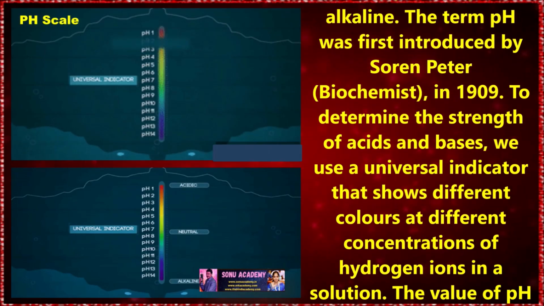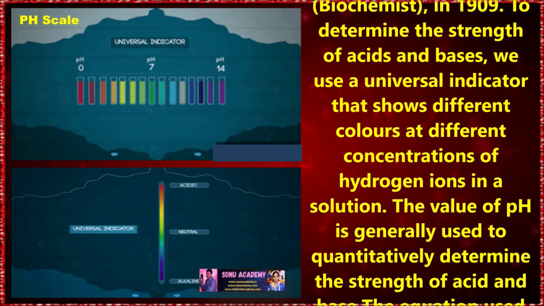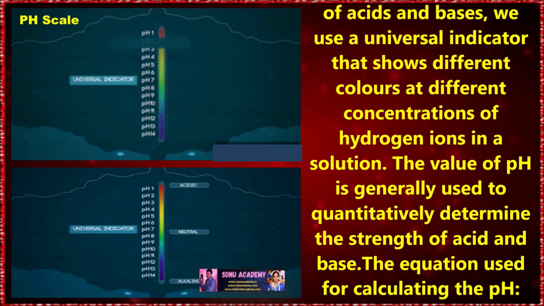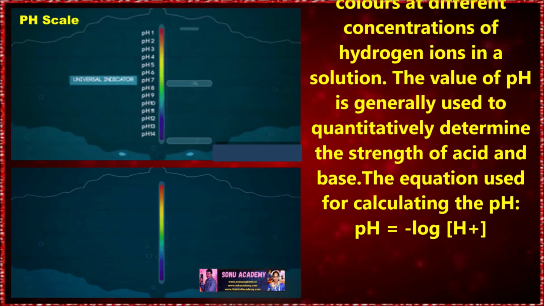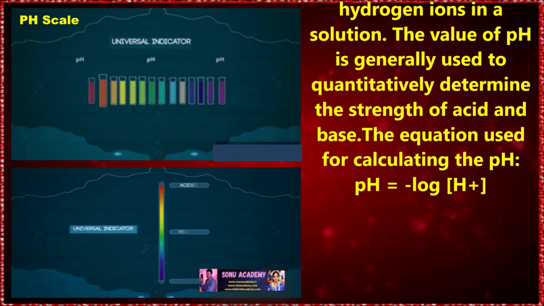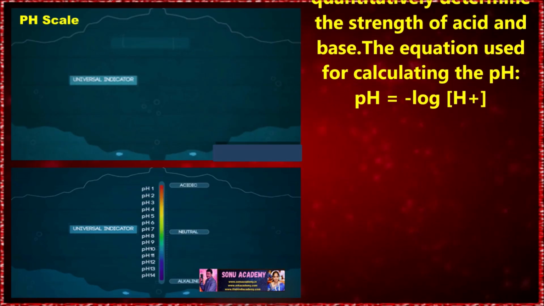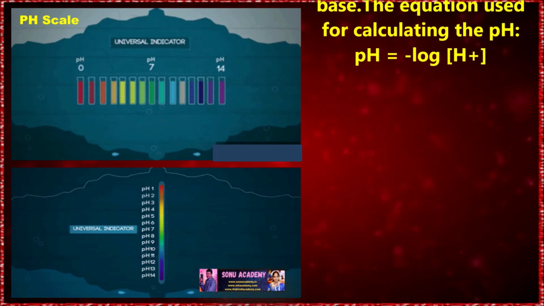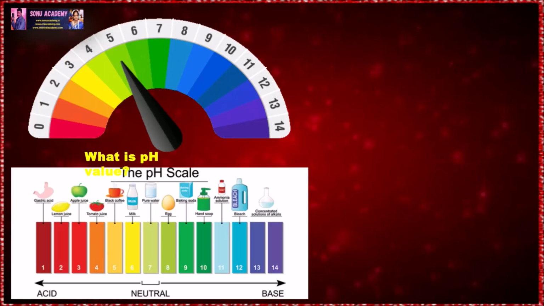To determine the strength of acids and bases, we use a universal indicator that shows different colors at different concentrations of hydrogen ions in a solution. The value of pH is generally used to quantitatively determine the strength of acid and base. The equation used for calculating pH is pH = -log[H+].